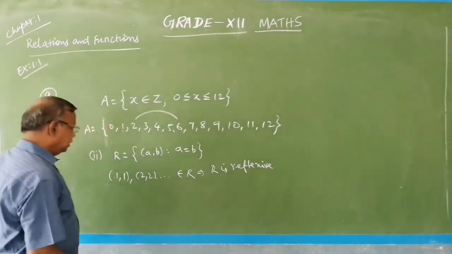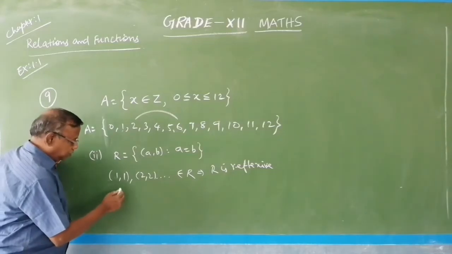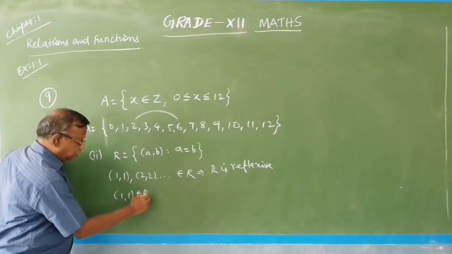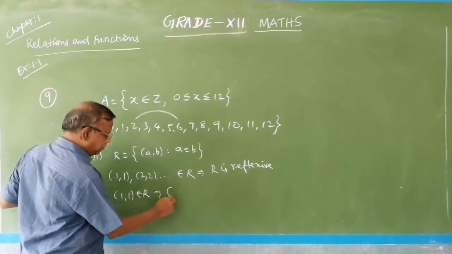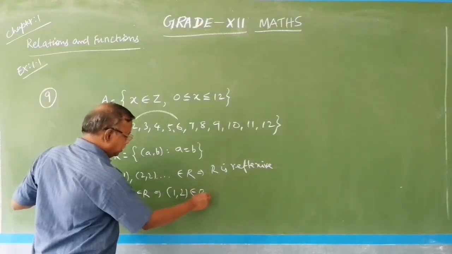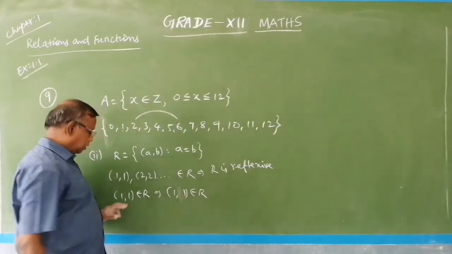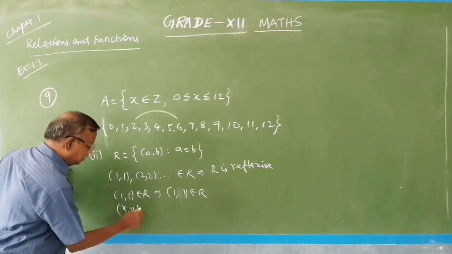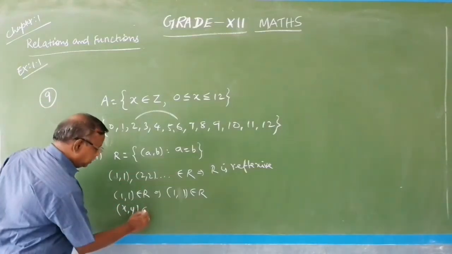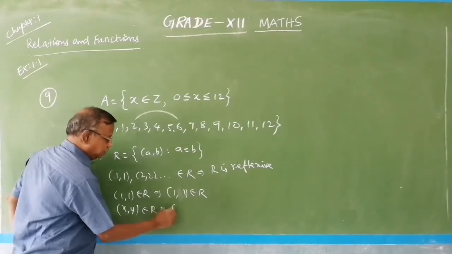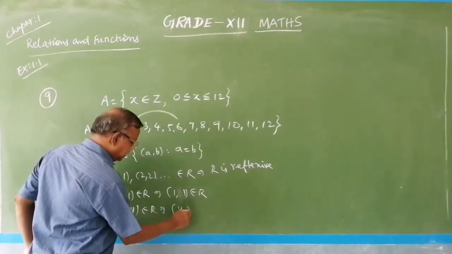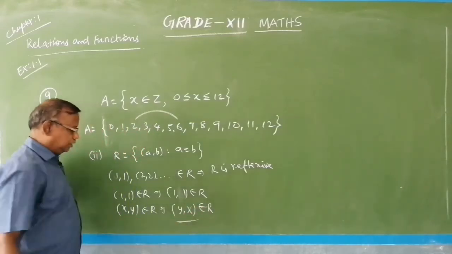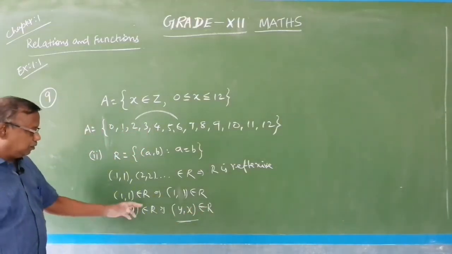And now, if 1 comma 1 belongs to R, its reverse gives 1 comma 1 belongs to R. Let us take x and y, x equal to 1 and y equal to 1, because A equal to B, which belongs to R. We have y comma x also an element of R, because y equal to x, that is 1 comma 1, 2 comma 2, like that.